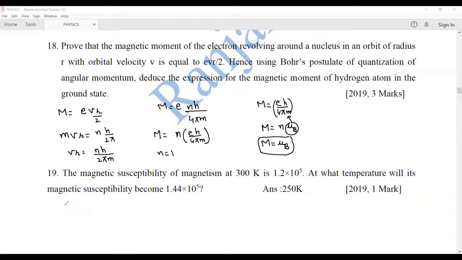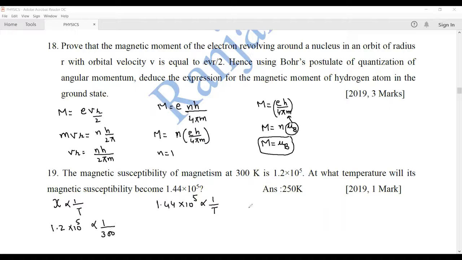Question number 19. The magnetic susceptibility of a magnetic material at 300 Kelvin is 1.2 into 10 raised to the power 5. At what temperature will its magnetic susceptibility become 1.44 into 10 raised to the power 5? We know that the magnetic susceptibility is inversely proportional to absolute temperature. So in the first case, 1.2 into 10 raised to the power 5 is inversely proportional to 300 Kelvin, whereas in the second case, 1.44 into 10 raised to the power 5 is inversely proportional to the absolute temperature which has to be determined.